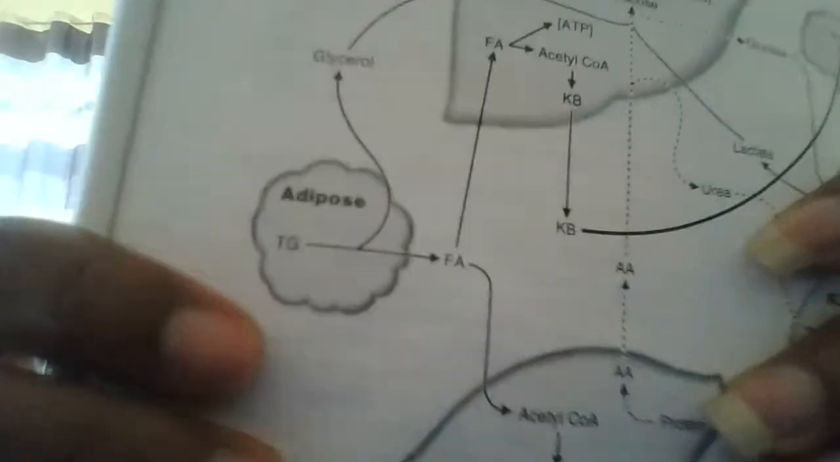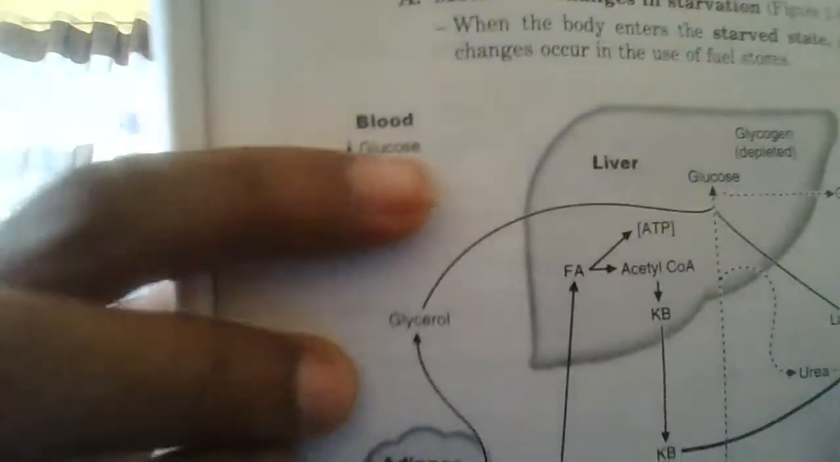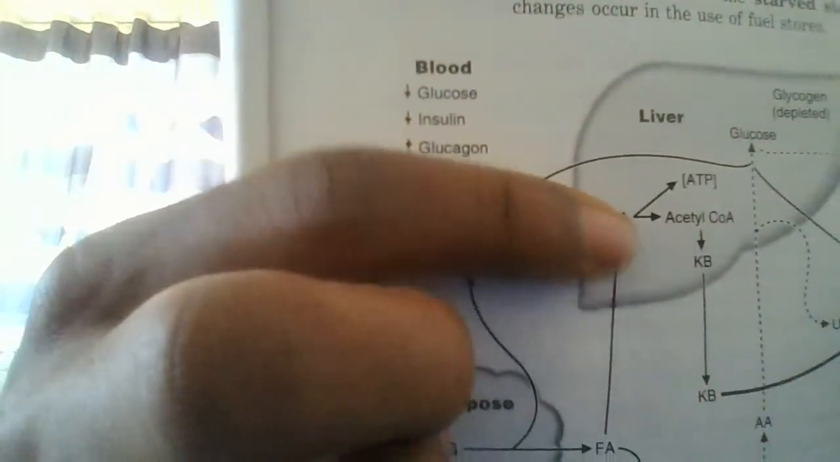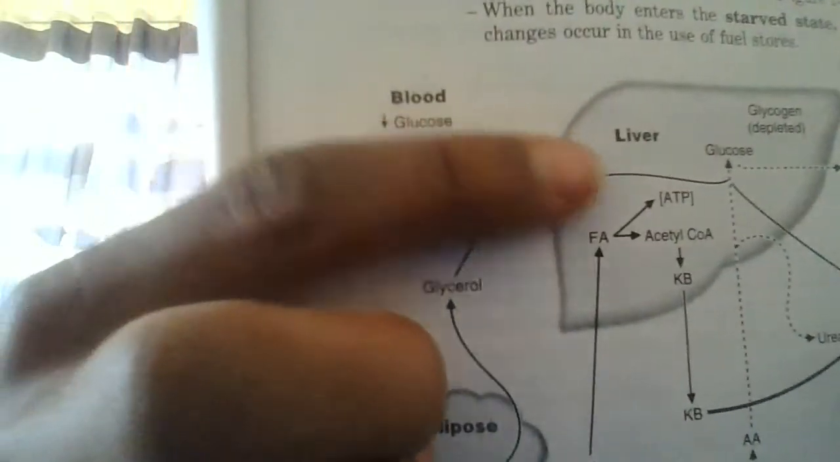Oh, now I get it. So the liver actually produces, in this image, this line. You can see this reaction now. This part here is fat. Fat is converted into ATP.